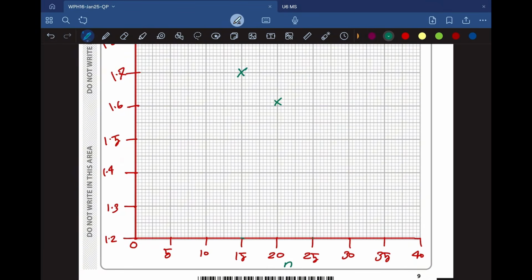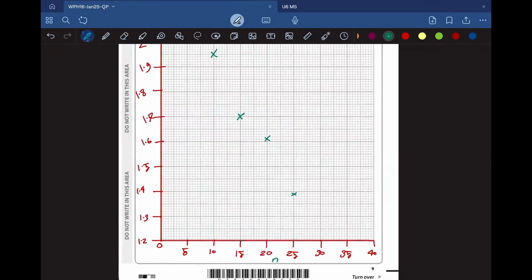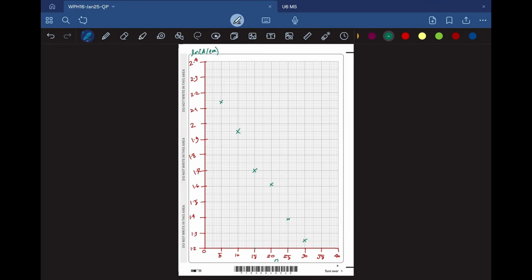So this is 25 and 1.39, which is going to be somewhere right here. And the next part is 30 and 1.25, which is going to be somewhere right here. So we are done with writing all of them. Now let's join them together.